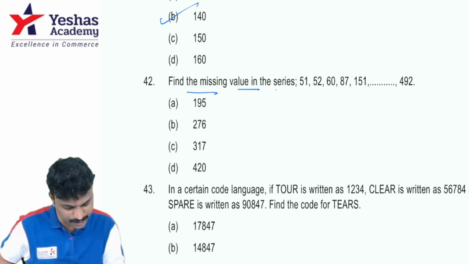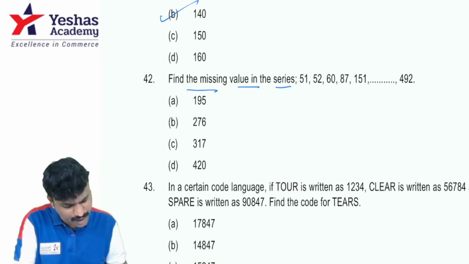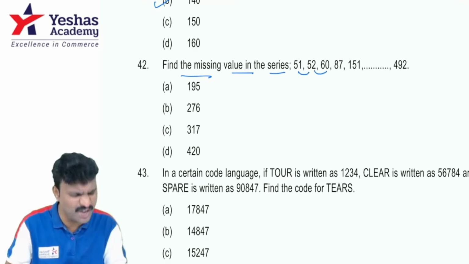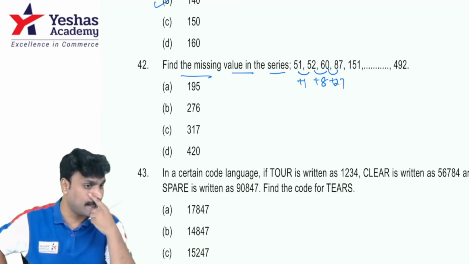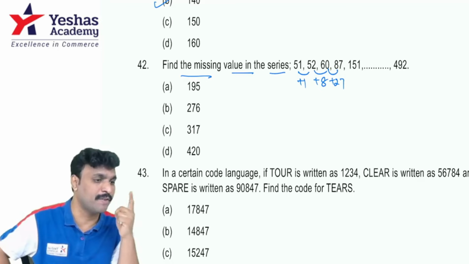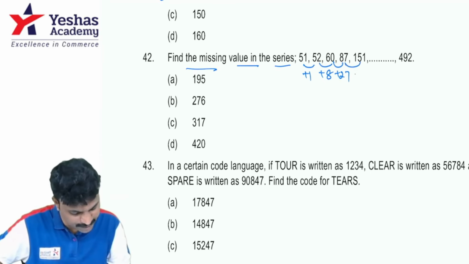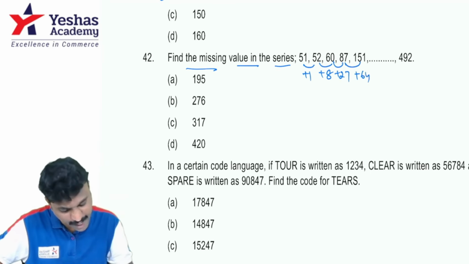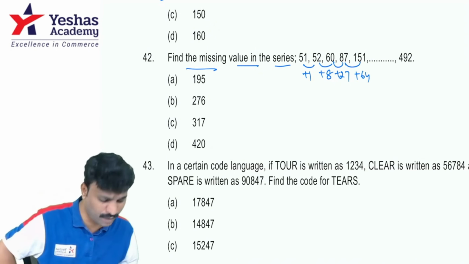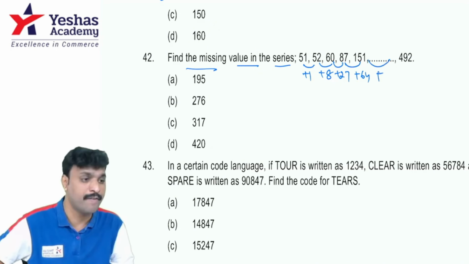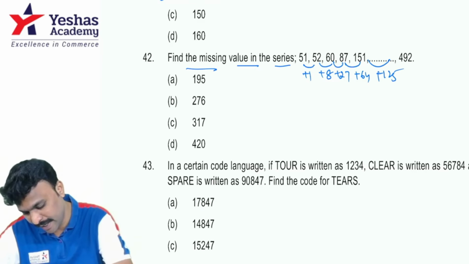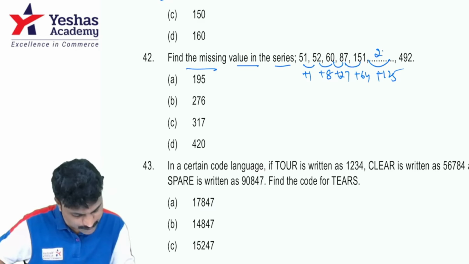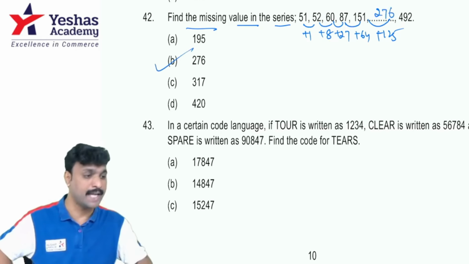Find the missing value in the series. Guys, if you look at the numbers, the differences are not increasing by large. So it's plus 1. Here it is plus 8. Here it is plus 27. So clearly, every difference is a perfect cube. Yes or no? And the next difference should be 4 cube, which is 64. 87 plus 64, definitely what? 151. And the next difference should be 5 cube, which is 125. So 151 plus 125, that fetches me 276. That means option B is the right answer.